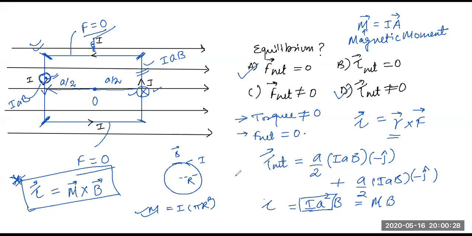The only exception is a couple. It doesn't matter whether the point is on the wire, at the edge of the wire, or outside the wire; you'll get the same torque. You can try it by yourself also. Got it or not?